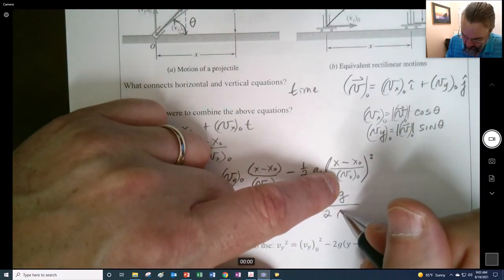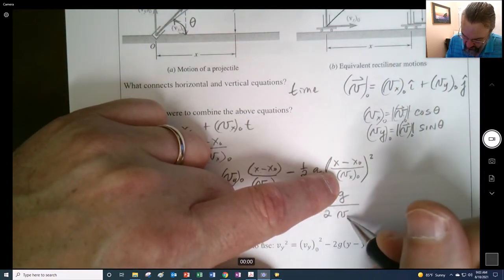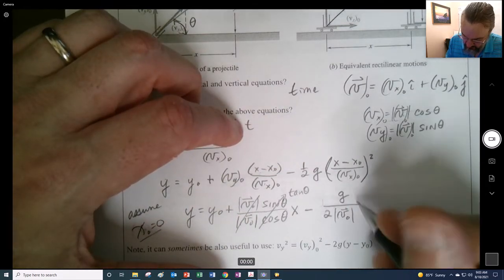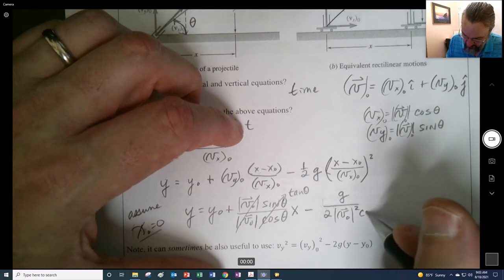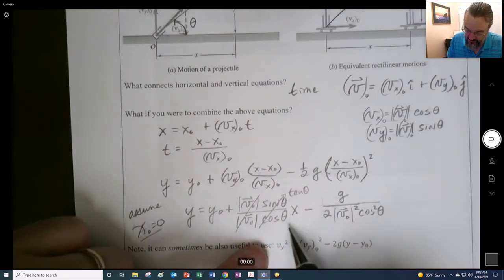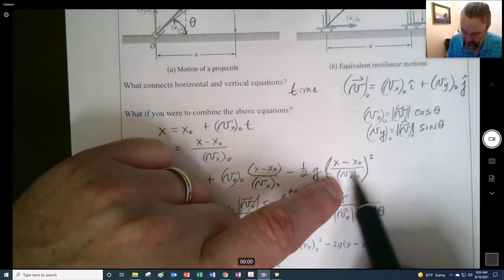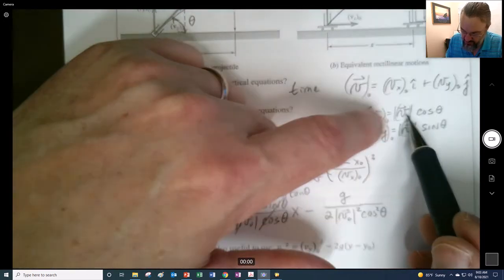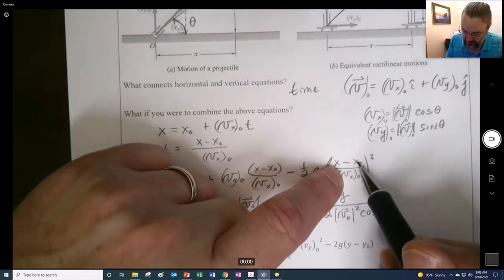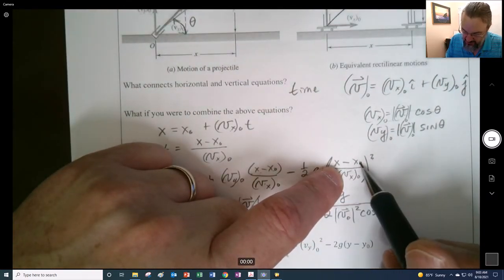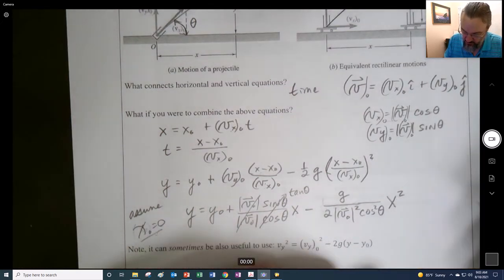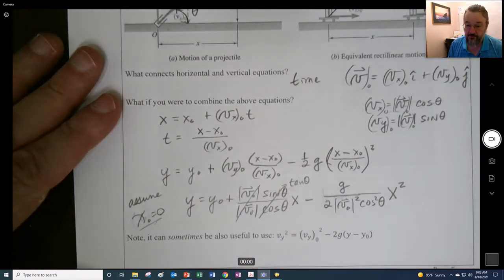times v naught squared times cosine squared of theta, right? Because I have this right here inside the square, so I'm taking this and squaring it, and then I also have x minus x naught squared, but I assumed x naught is 0, so we now just have x squared right there.